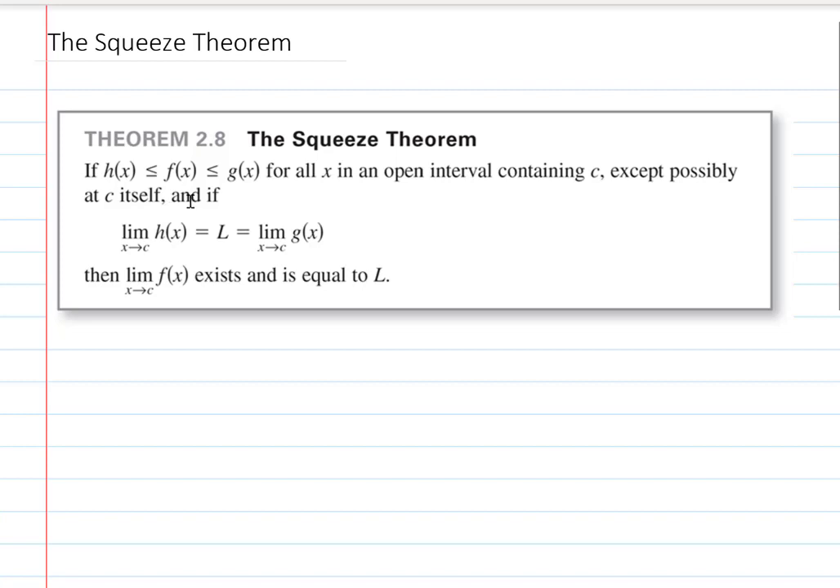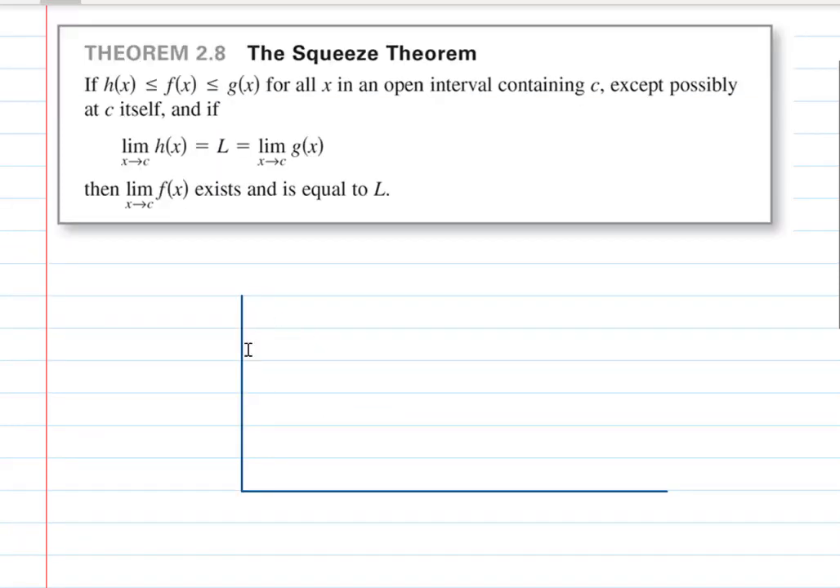And if the limit of h of x, which is the smaller function there, as x goes to c is equal to L, and the limit of g of x, which is the bigger function here, as x goes to c is also equal to L, then that means that the one in the middle, f of x, the limit of f of x as x goes to c exists, not only exists, but is also equal to L. And intuitively, this should make sense, guys.